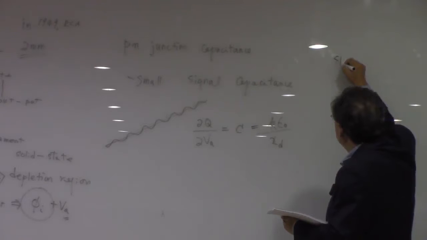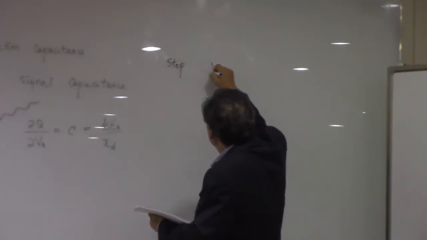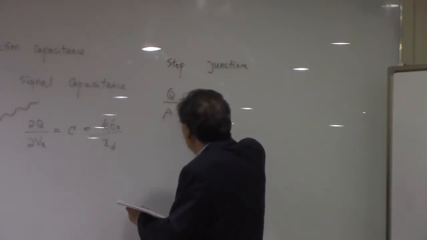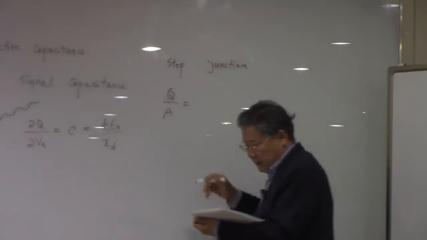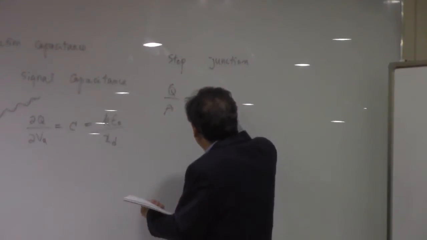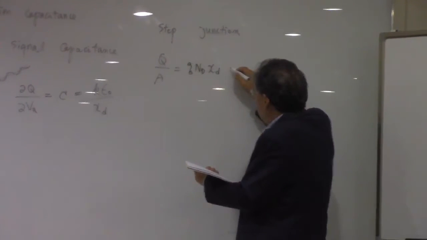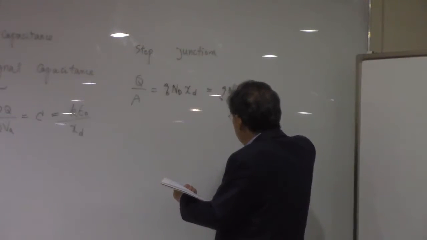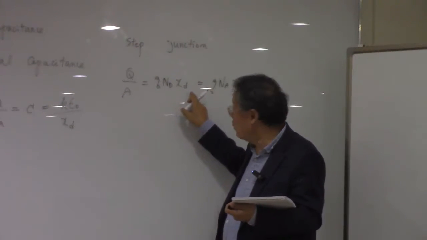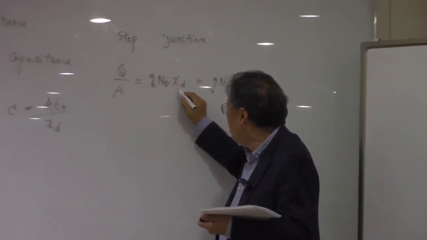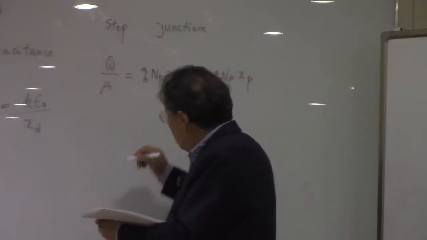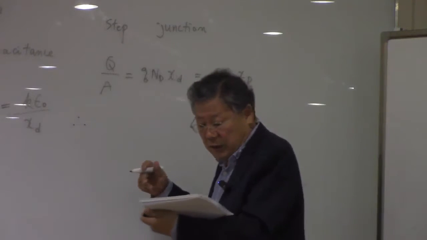So, step junction case. Q, or we know the charge per area. Area means the cross section of the junction, right? And that is Q N_D X_n. And that is equal to Q N_A X_p. Okay? Actually, if you put the area to this side of the equation, then X_n times A is the volume. It's nothing but the volume of the semiconductor that contains the charges, right?